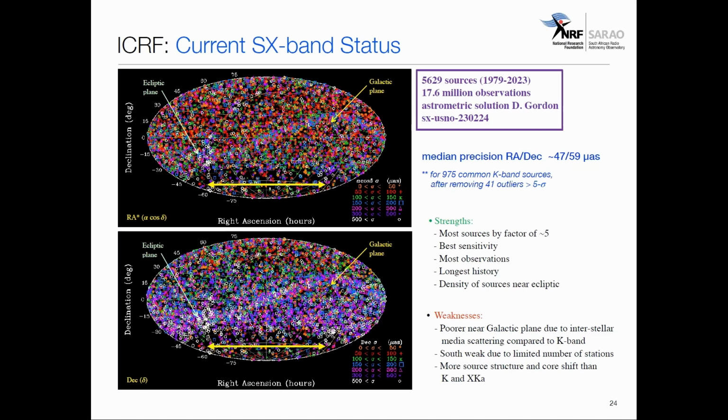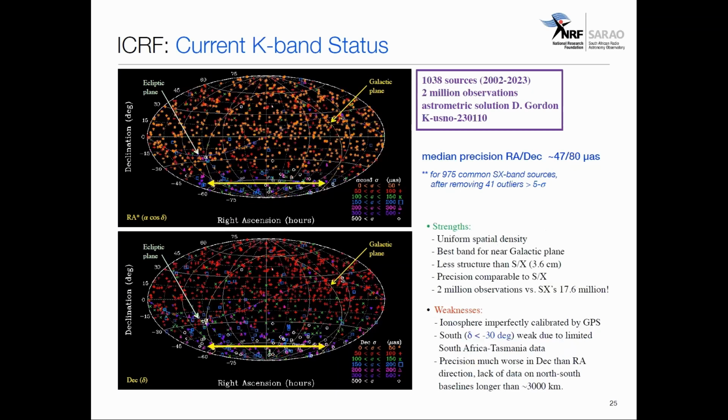Weaknesses of the X/S band frame, it's poorer near the galactic plane than K-band due to interstellar media scattering, and in itself, it's weak due to a limited number of radio telescopes. So we have more radio telescopes in the north than in the south, but this is true for all the frames at all the frequency bands. And as I mentioned before, we think source structure looks better as you go to higher radio frequency. So this is the current X/S band frame.